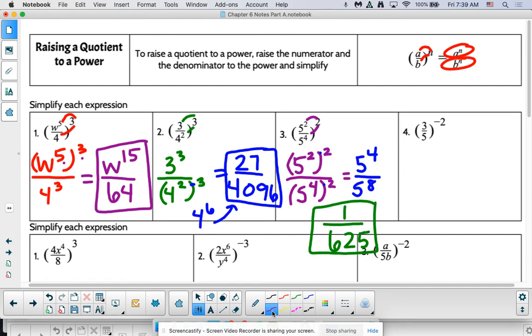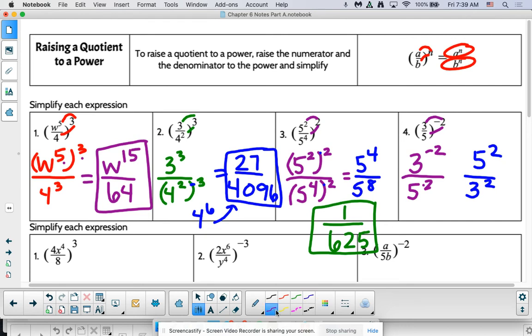All right, here we go. Let's try another one. Remember, distribute to the top and bottom. So I'm going to have 3 to the negative 2 over 5 to the negative 2. We know we don't want a negative exponent, so my 3 has to come down, and my 5 has to come up.